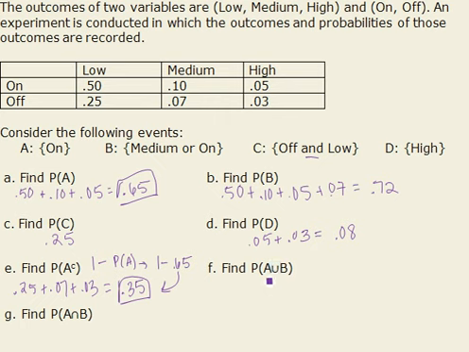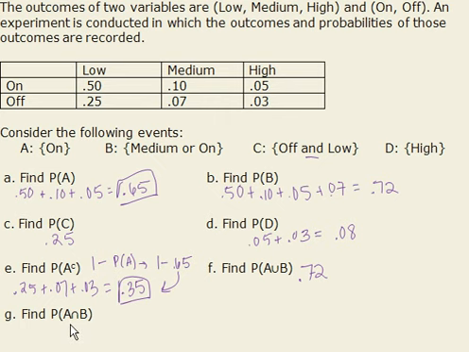The probability of A or B happening, well, let's look at this. The probability of A is on. The probability of B is medium or on. So there's on and medium. Well, that looks eerily similar to the probability of B. I added those totals together, and sure enough, it actually is the probability of B, 0.72.